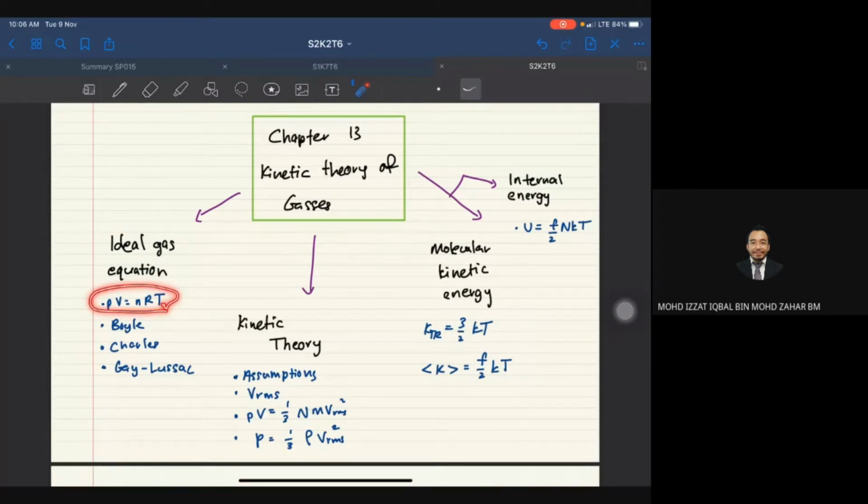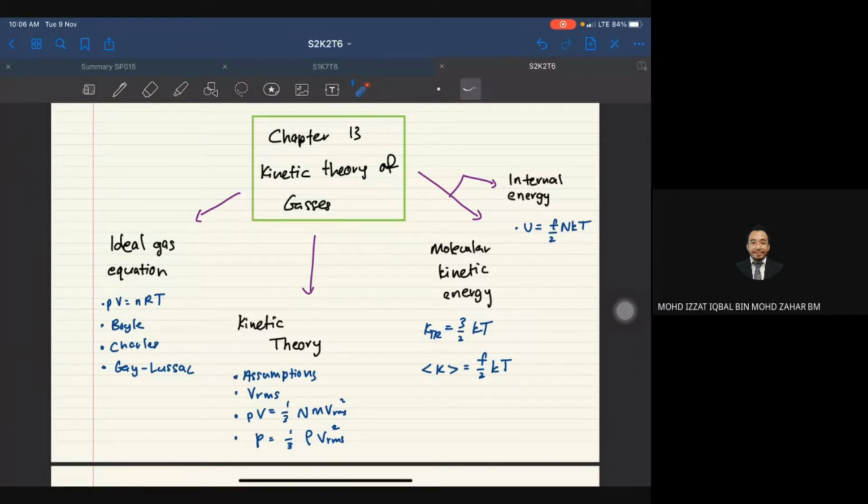I think you are familiar with this one in chemistry. Then we learn about the 3 main relations: what happens when pressure is constant, what happens when the temperature is constant or volume is constant. And then we will learn about kinetic theory. Okay, we learn what is the assumption that has been made about the molecular motion.